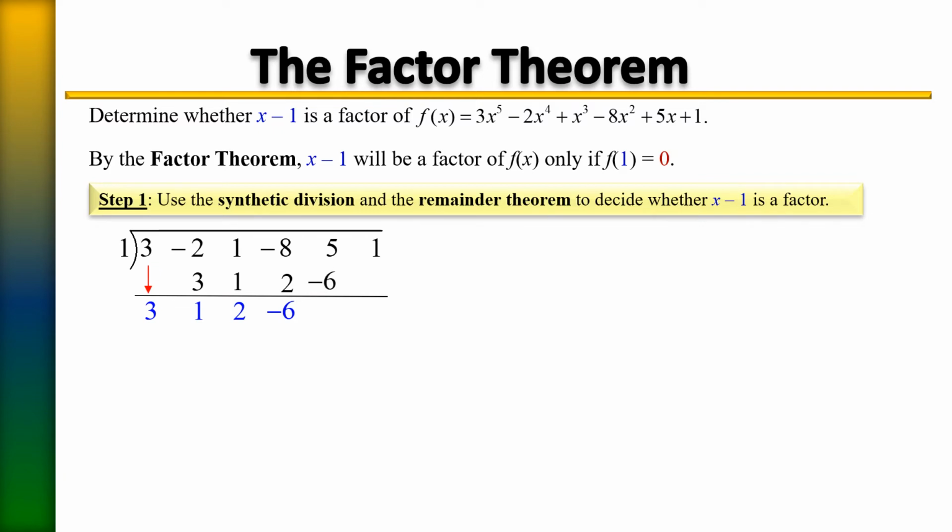Bring down a negative 1, multiply that with 1 to get negative 1. Bring down a 0, and yes, this one we do have a remainder of 0. So therefore, we can conclude that 1 is a factor of this given polynomial. And there you have it, the factor theorem.